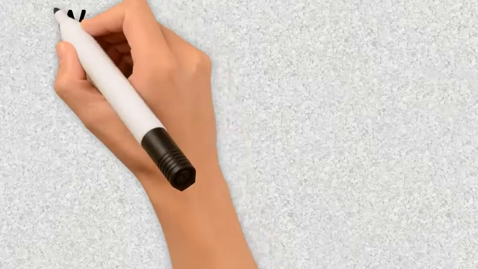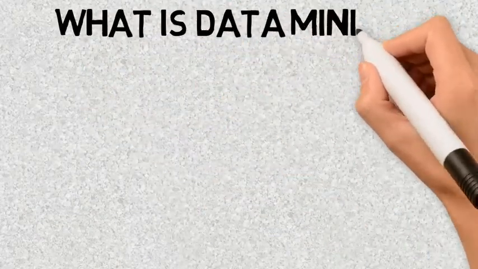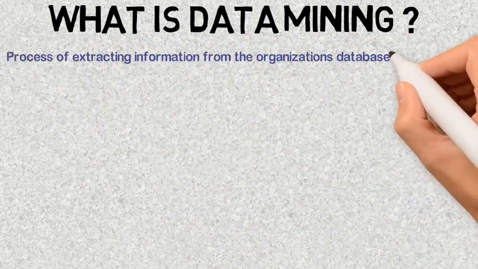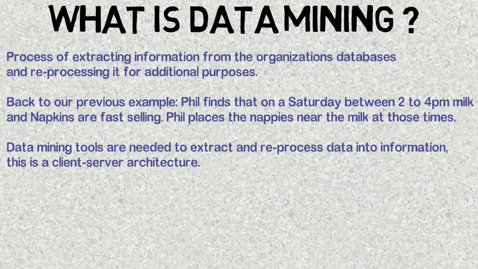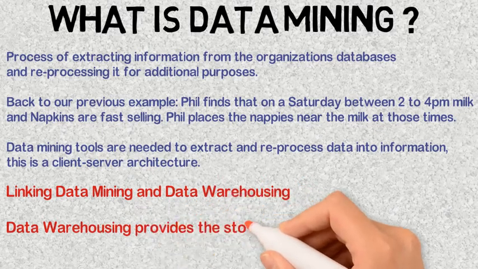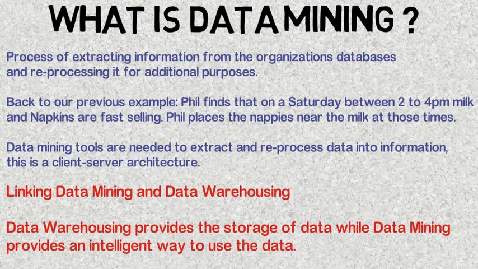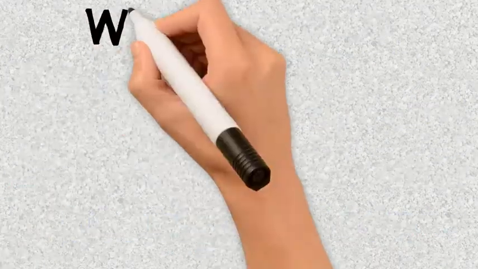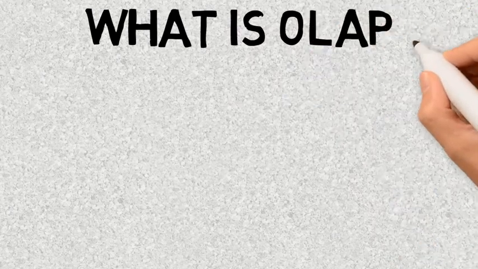Now we'll talk about a few ways to extract and simplify data from a data warehouse. So let's move on to data mining. What is data mining? Data mining is the process of extracting information from the organization's databases and reprocessing it for additional purposes. Back to our previous example. Phil finds that on Saturday between 2 and 4 p.m. milk and nappies are fast selling. Phil places the nappies near the milk at those times.